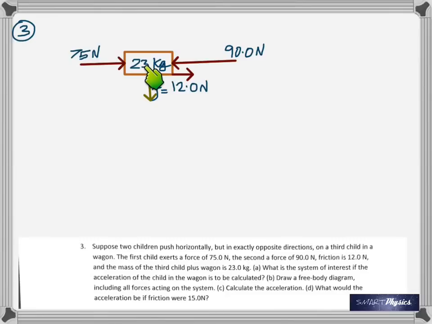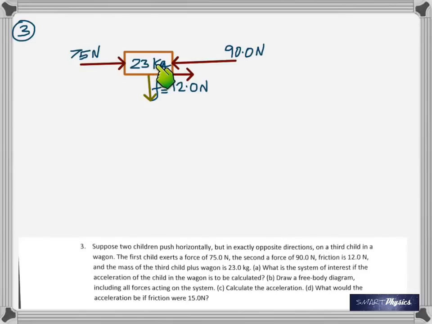Friction. Be with me and understand before you draw it and write and all that. Friction is always opposite to the motion. Now that's 75, that's 90. What direction do you think this will move in? To the left or to the right? What direction do you think the wagon will move in? To the right or to the left? Come on now.